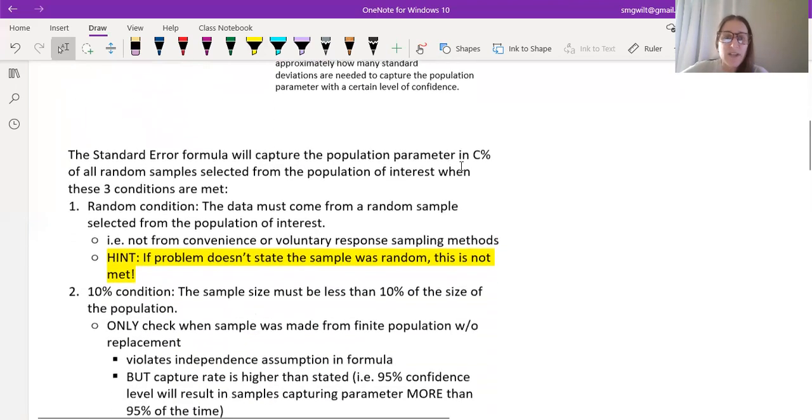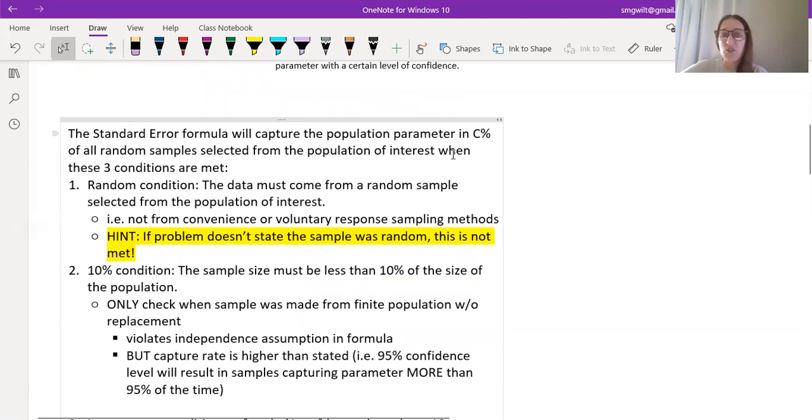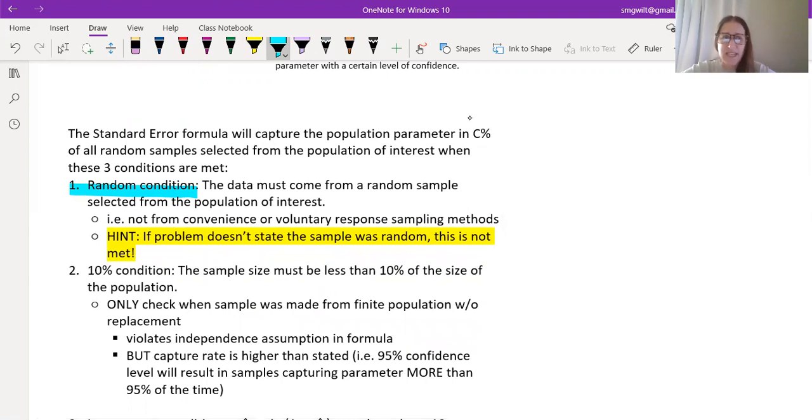So beginning though, it starts with the idea of when can I use this formula? So the standard error formula will capture the population parameter in C% of all random samples selected from the population of interest when these three conditions are met. So the first condition is the random condition. And so the data must come from a random sample.